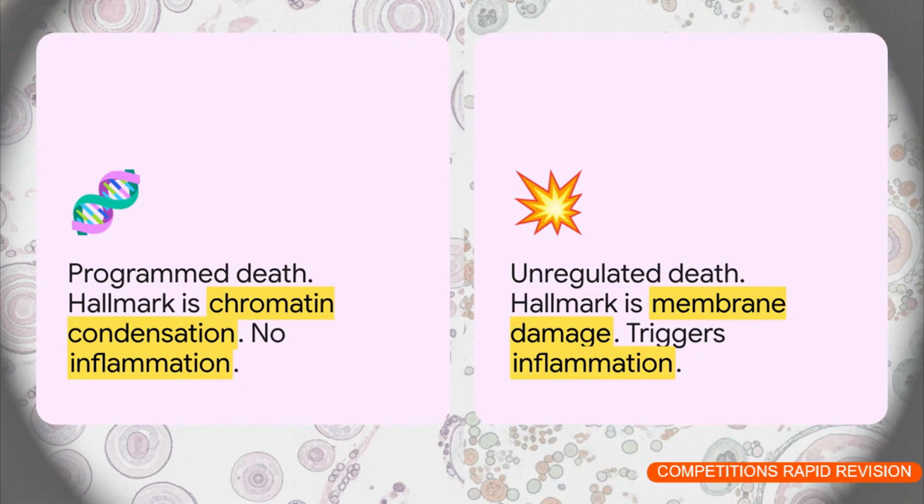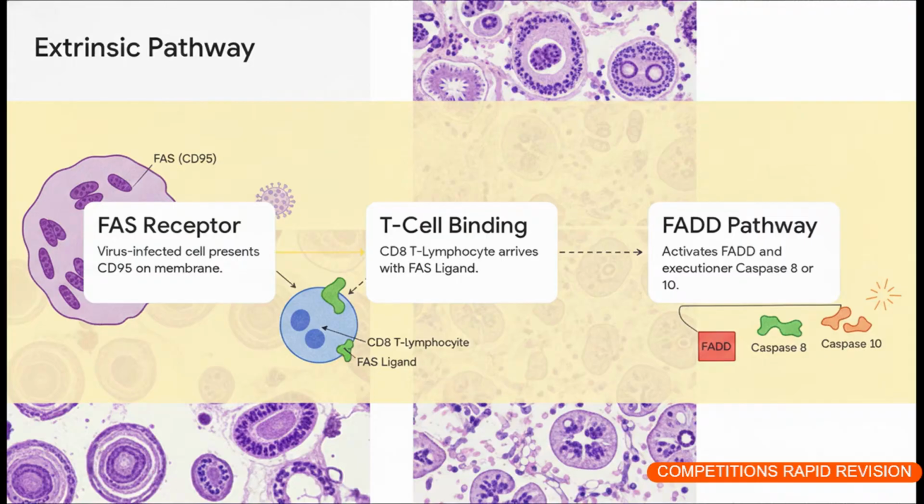And to answer that earlier question, no way. It's cleared by macrophages in a process called efferocytosis, but it does not trigger inflammation. It's completely silent. Necrosis, on the other hand, that's messy. Unregulated cell death, always pathological. Its hallmark is severe cell membrane damage, and it loudly triggers all those classic signs of inflammation you know: tumor, rubor, and dolor.